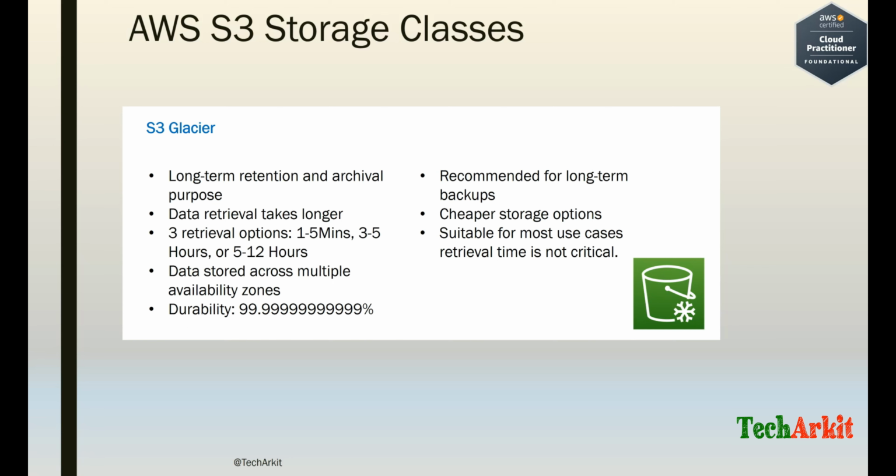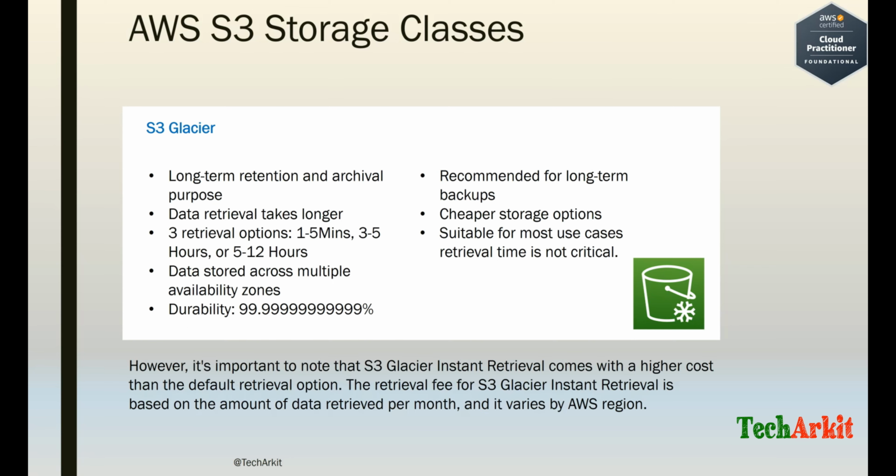For example, say you have to store the data but you are not dependent on the retrieval, right? The retrieval may be like 1 to 5 minutes, or maybe it can wait 3 to 5 hours, right? Those kinds of data you store in this class. However, it's important to note that S3 Glacier Instant Retrieval comes with a higher cost than the default retrieval option. So if you want data to be retrieved in 1 to 5 minutes, then it should be a higher cost. So that's what I said.